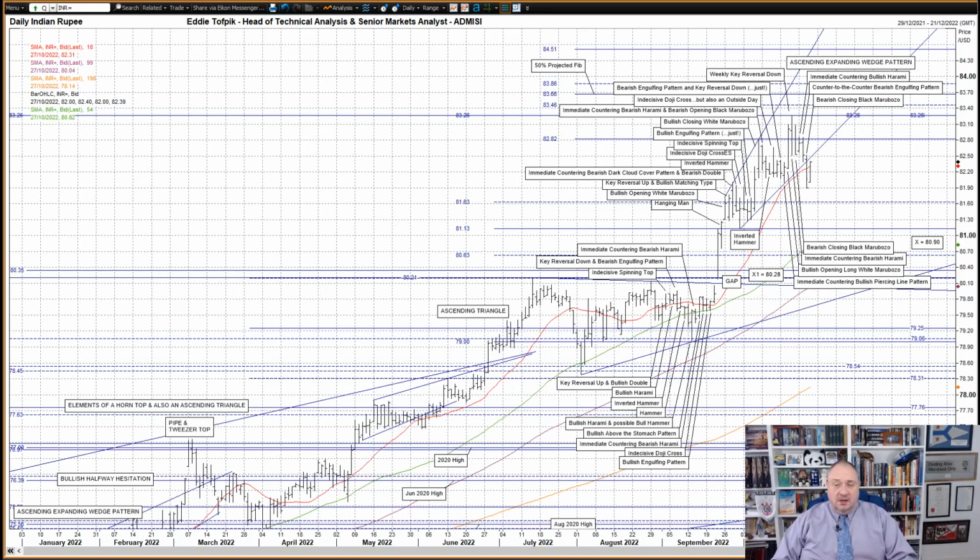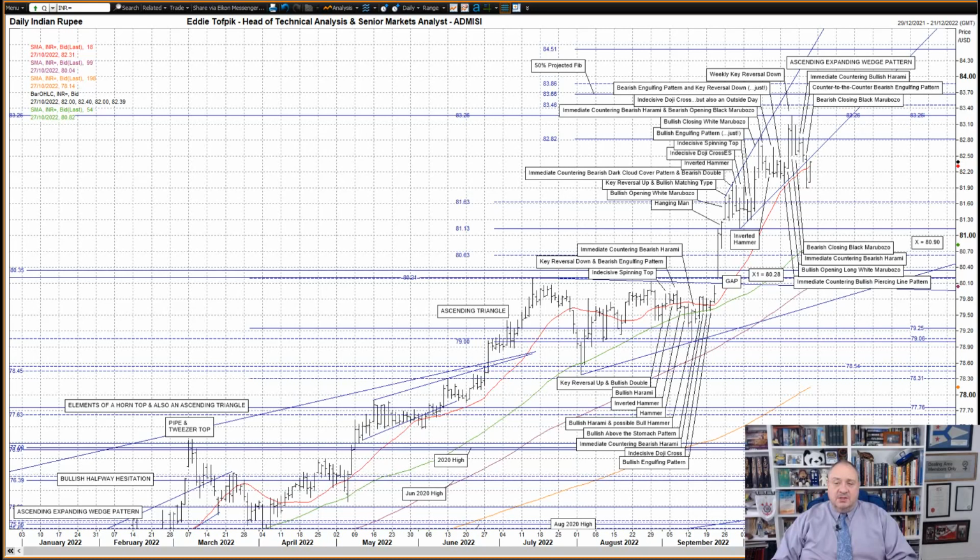This was only the one close below the ascending expanding wedge pattern, which is something I normally wouldn't do, but it was sufficient to start looking at possible targets below. Thus, initial primary potential target X would be in the 80.90 zone, whilst the harder to reach secondary target X1 would be in the 80.28 zone. It's still too early for this pattern, but it's worth looking at.